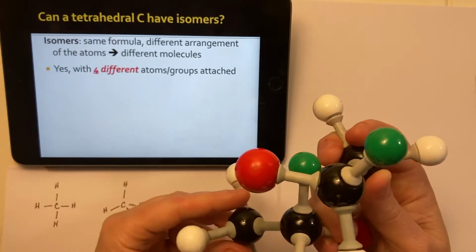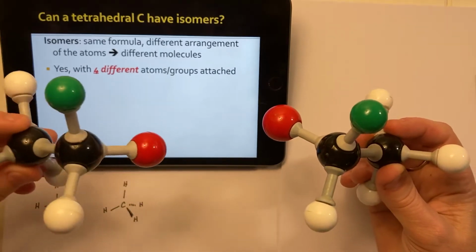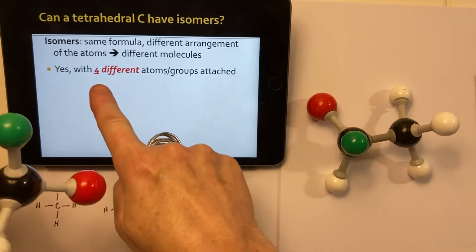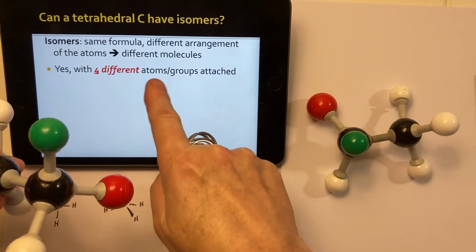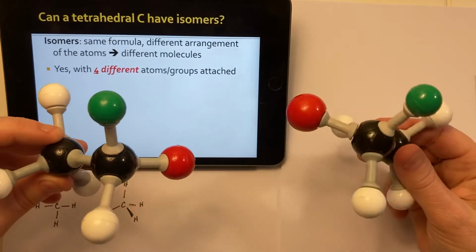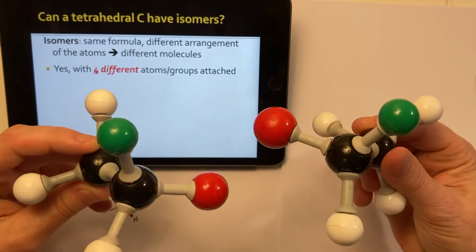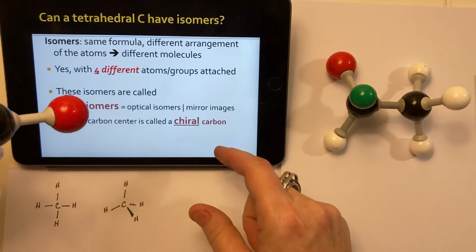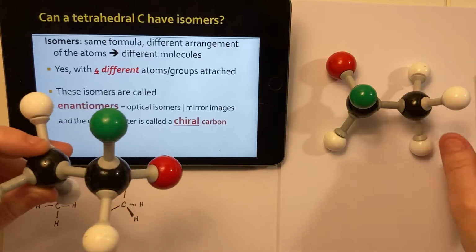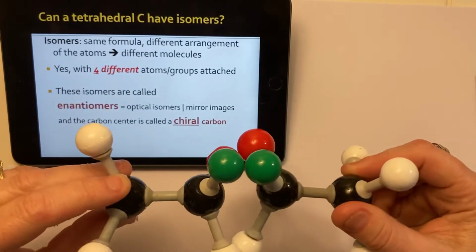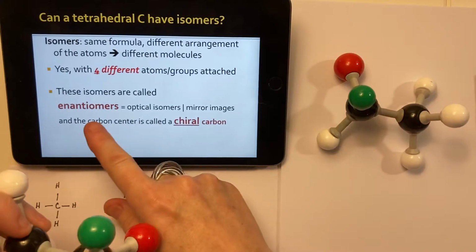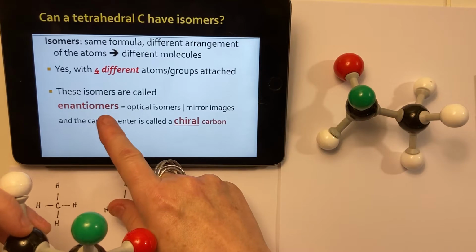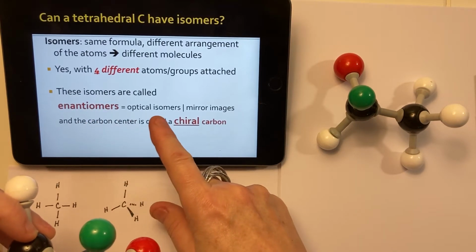So we want to say a tetrahedral carbon could have an isomer if you have 4 different atoms or groups of atoms attached to that center carbon. These are different molecules. They have different shapes, different reactivities. And so we have a special name for this kind of isomer. It's a kind of isomer we haven't encountered yet. It's called an enantiomer. I know, it's a funny name, enantiomer. And it simply means optical isomer.